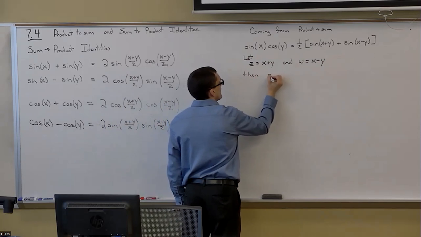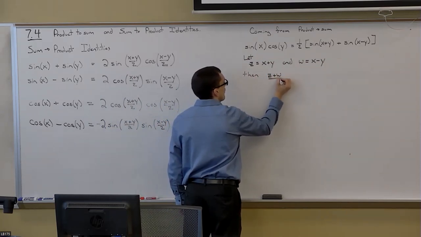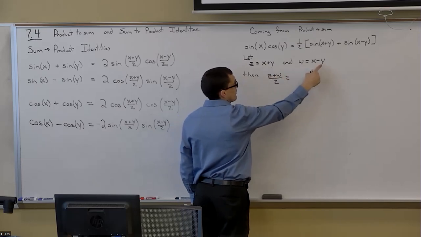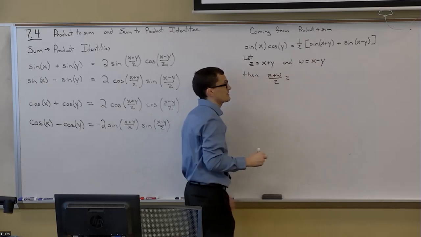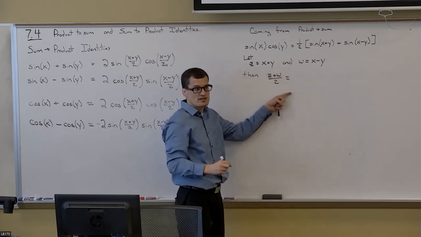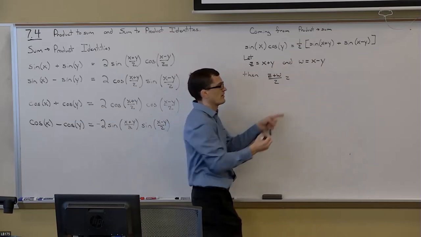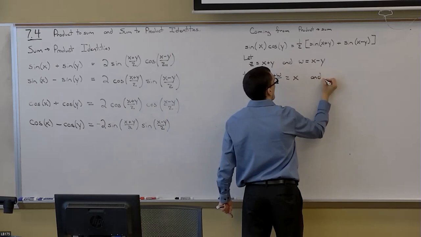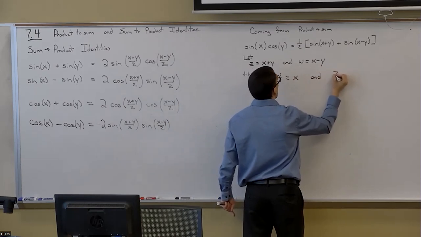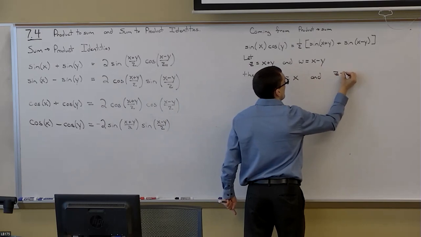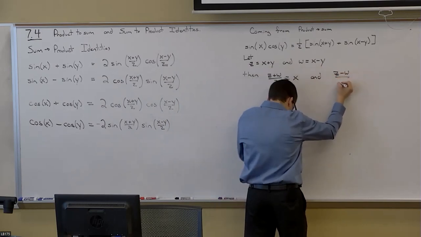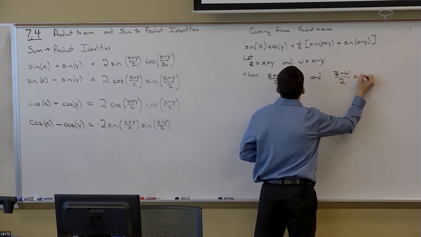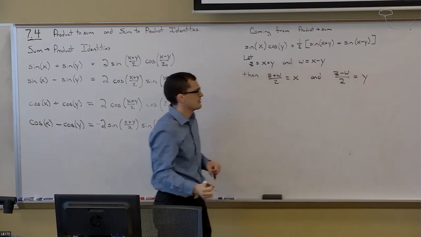Then if you take (z plus w)/2, that is x plus y plus x minus y, the y's are going to drop out and you're just going to get two x's. So dividing it by 2, you just get a single x, right? And if you subtract, excuse me, (z minus w)/2, you just get y.